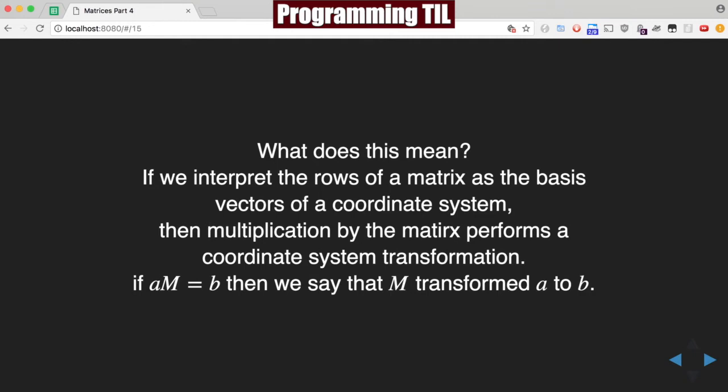So what does this all mean? It's kind of complex, and I'll try to word it down, but basically if you use the rows of a matrix as the base vectors of a coordinate system, then multiplication by the matrix performs a transformation. So this is the complex way to say basically a vector A multiplied by some matrix is a new vector B, then we say that this m, the matrix, transformed A to B. That's basically it. It's super simple.